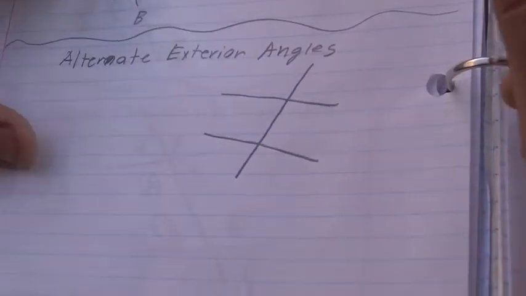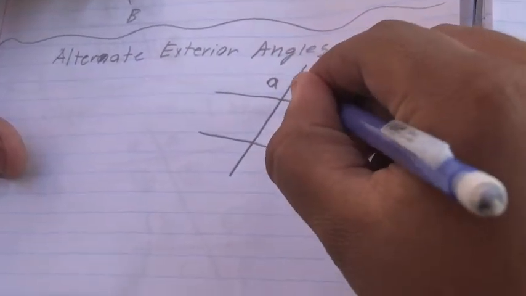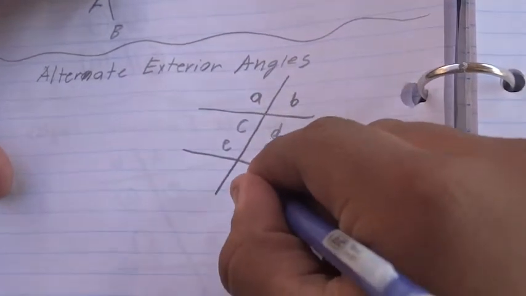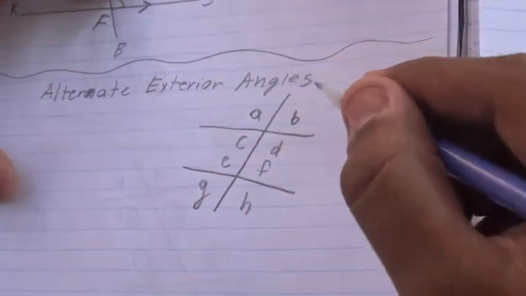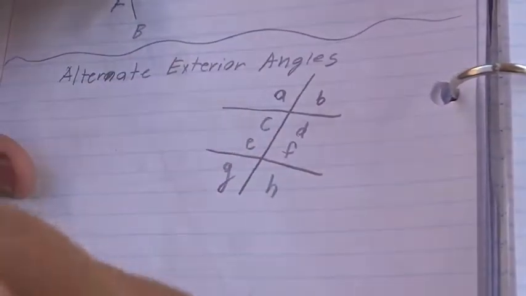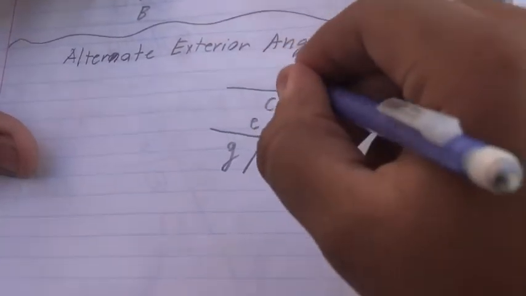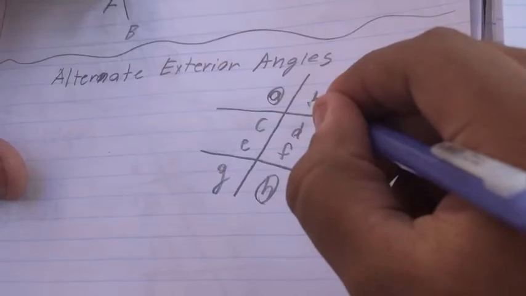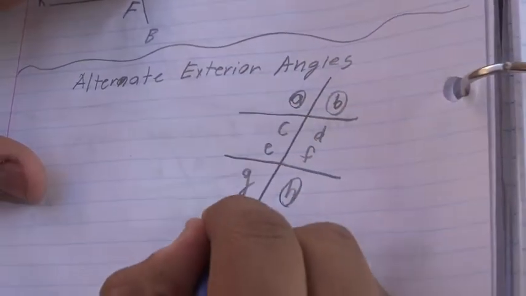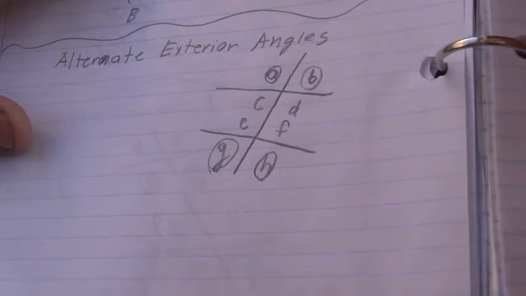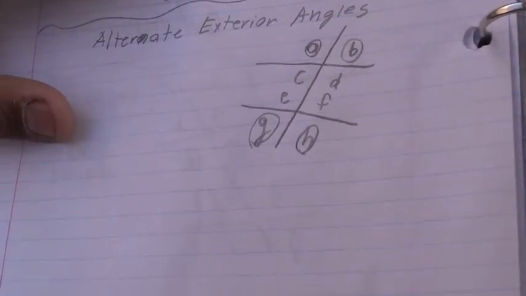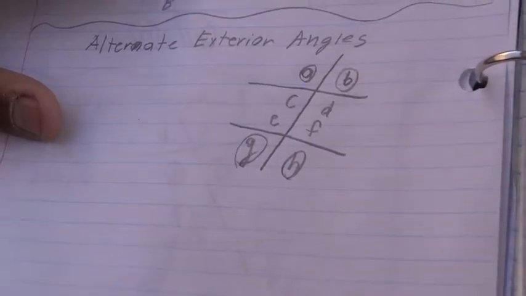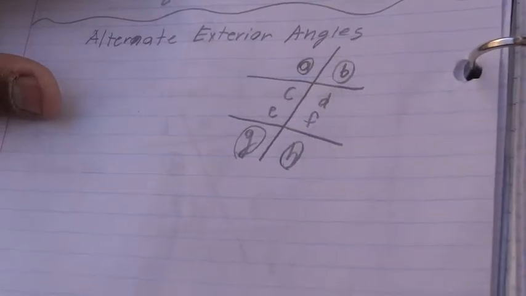Alright, in this example, my bad, gotta put the letters. Alright, in this example, A and H are alternate exterior angles. B and G are alternate exterior angles. To help you remember, the angle pairs are on alternate sides of the transversal, but they are on the exterior of the two crossed lines.